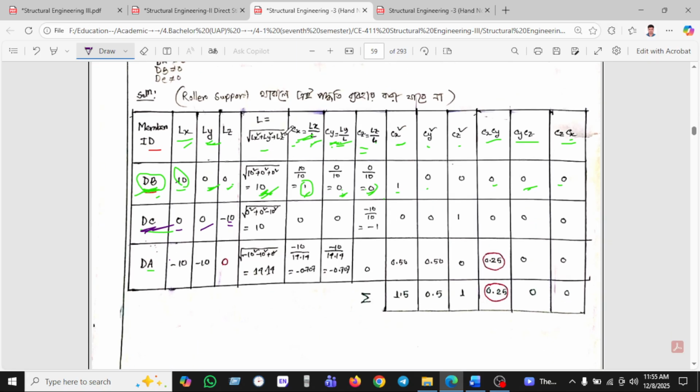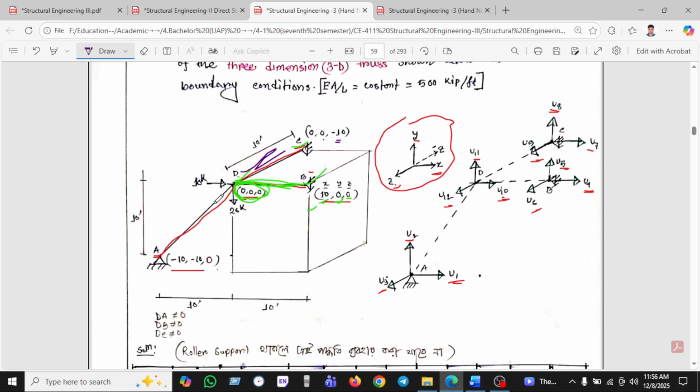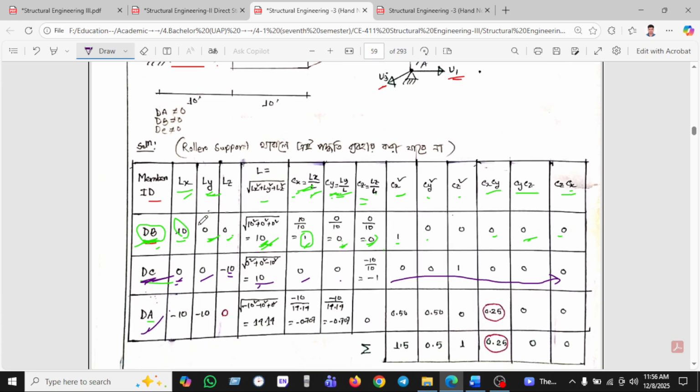After calculating, the square root of lx square plus ly square plus lz square is found to be 10. And cx is lx divided by l, so 0 divided by 10 equals 0, cy is also 0 divided by 10 equals 0, and cz is minus 10 divided by 10 equals minus 1. Successively we calculate the rest. If we calculate da, so let's go to the da. This is the da.